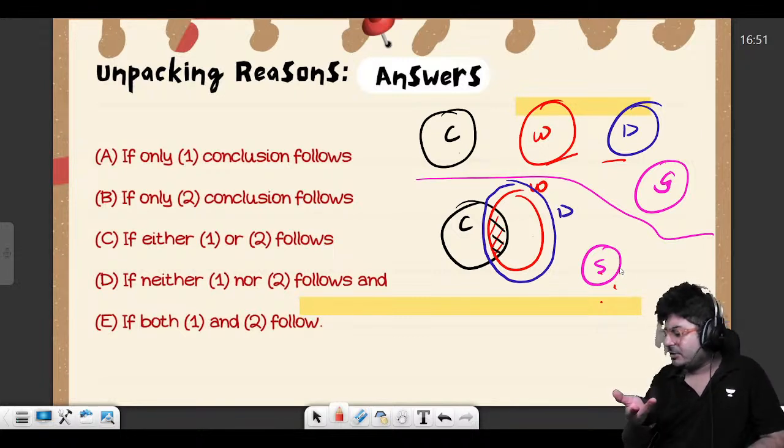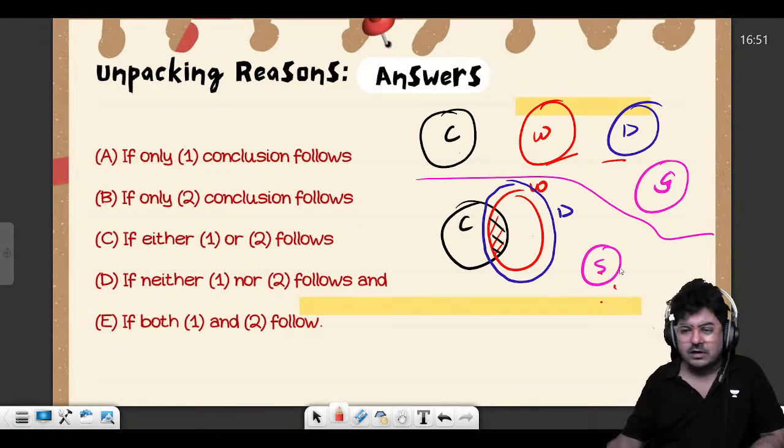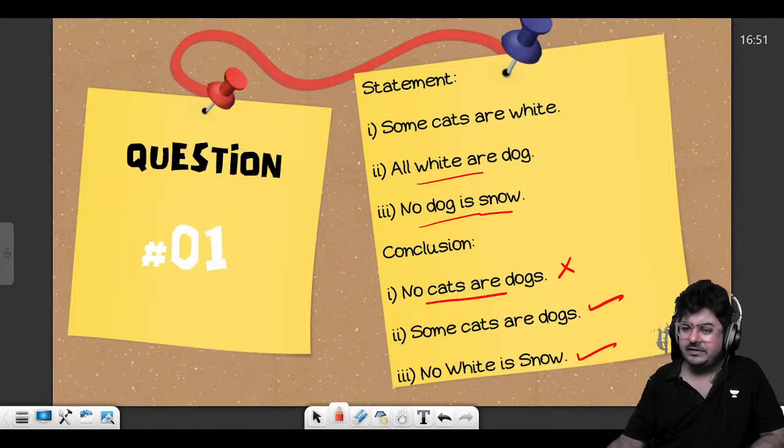Because white is inside the dog, and dog is not related to snow, white will also not be related to snow. So conclusions 2 and 3 are correct.